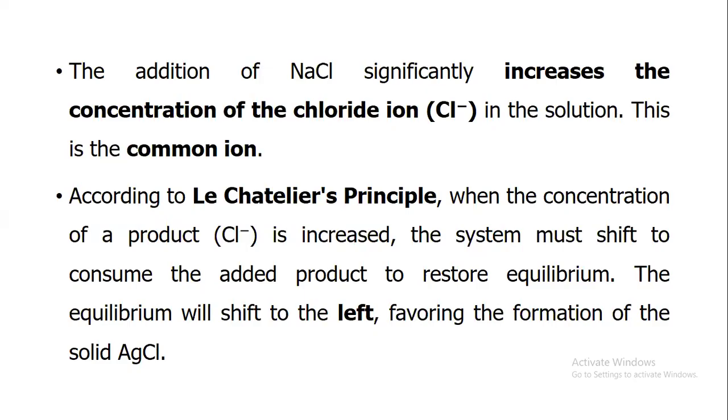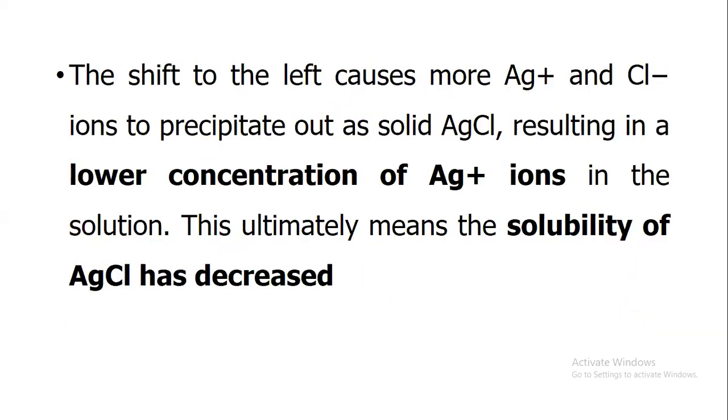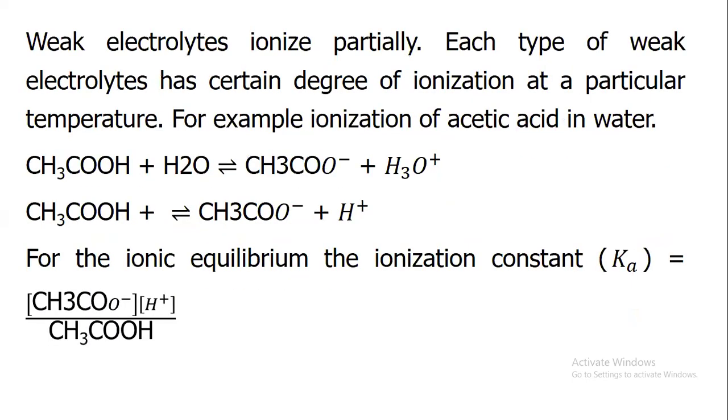According to Le Chatelier's principle, when the concentration of a product is increased, the system must shift to consume the added product to restore equilibrium. The equilibrium will shift to the left, favoring the formation of silver chloride. The shift to the left causes more silver ions and chloride ions to precipitate out as silver chloride, resulting in a lower concentration of silver ions in the solution. This ultimately means the solubility of silver chloride has decreased.